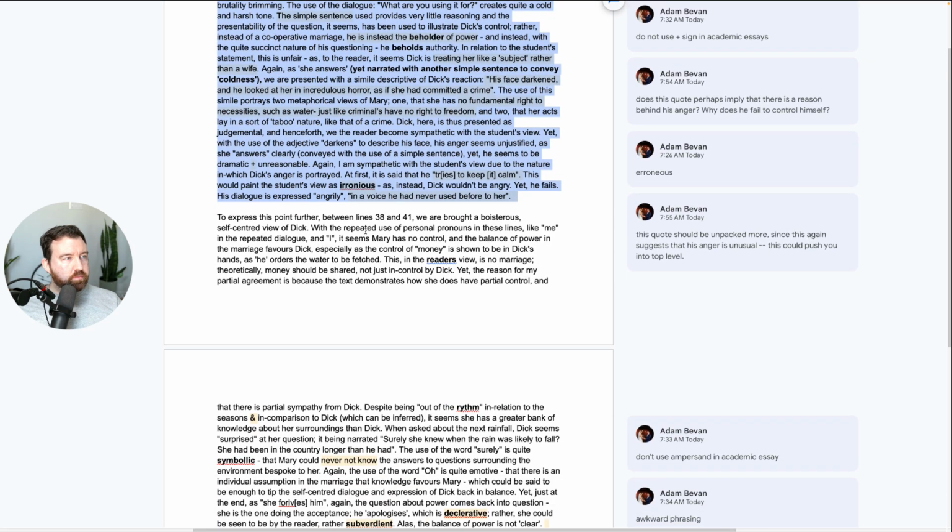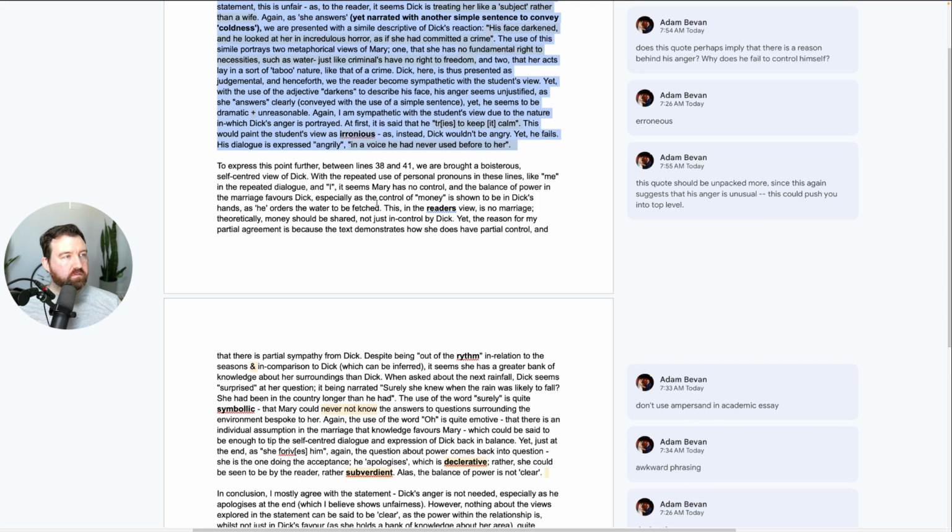"To express this point further, between lines 38 and 41, we're brought a boisterous, self-centered view of Dick, with the repeated use of personal pronouns in these lines, like 'me' in the repeated dialogue and 'I.' It seems Mary has no control, and the balance of power in the marriage favours Dick, especially as the control of money is shown to be in Dick's hands, as he orders the water to be fetched. This, in the reader's view, is no marriage. Theoretically, money should be shared, not just in control by Dick."